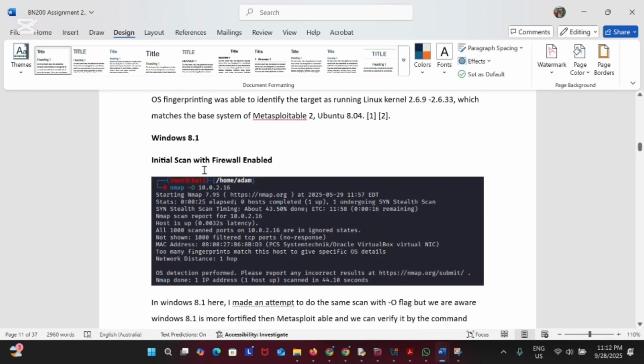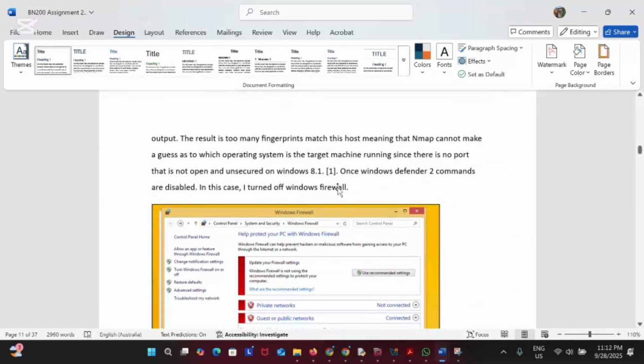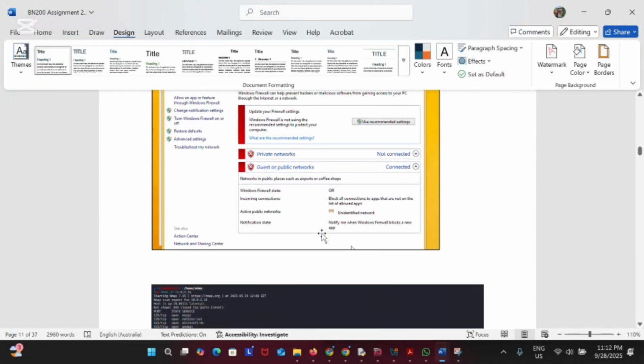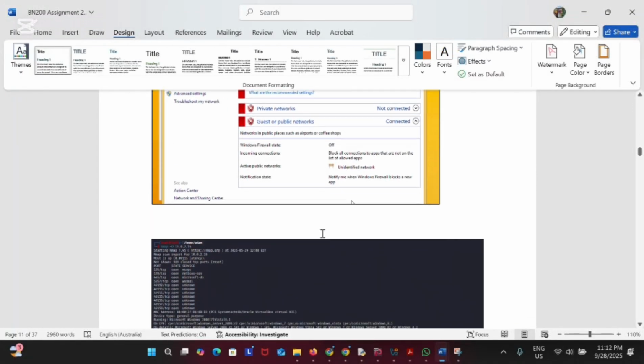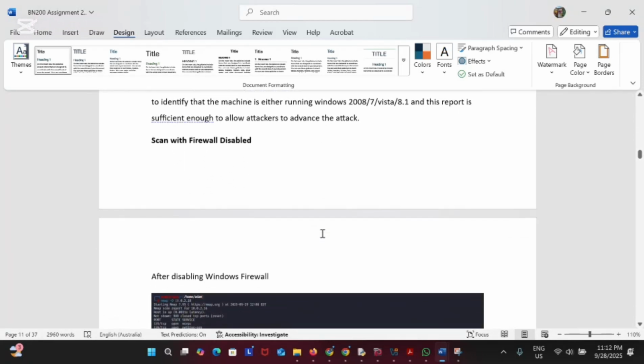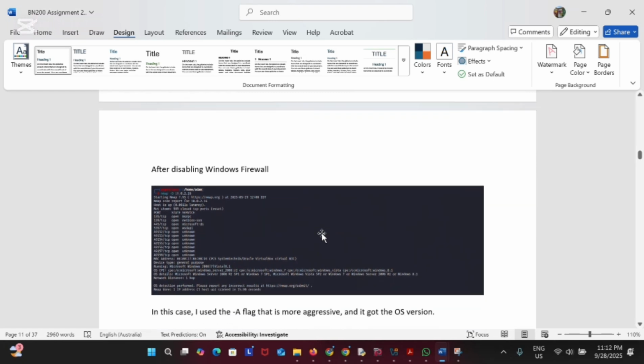We also tested Windows 8.1 to demonstrate the security difference with Windows Firewall enabled. Nmap couldn't determine the OS, showing too many fingerprint matches for this host. After disabling the firewall, Nmap successfully identified it as Windows 8.1, illustrating how proper firewall configuration prevents recognition.